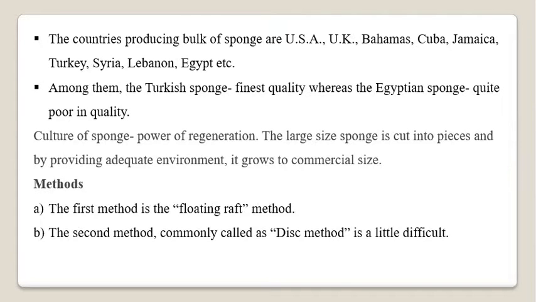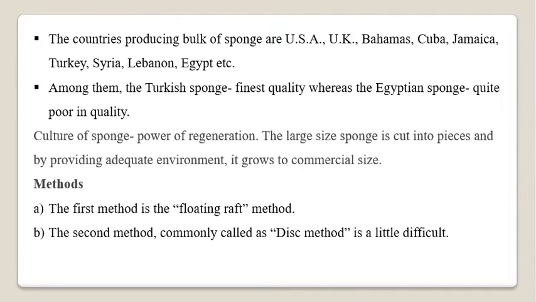Now, culturing of sponges. Why have sponges been cultured? What is the economic importance? Why do we need them? We need them because of their power of regeneration. If a larger sponge is cut into smaller pieces, each small piece has the ability to regenerate into a complete sponge. This is called the power of regeneration. Because of this power of regeneration, sponges can be reared and cultured on a commercial basis.